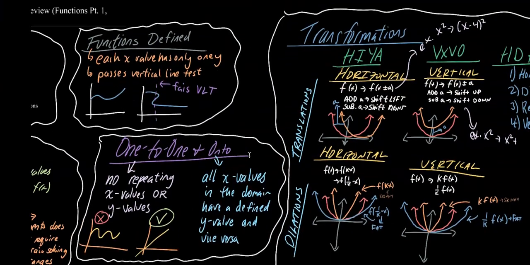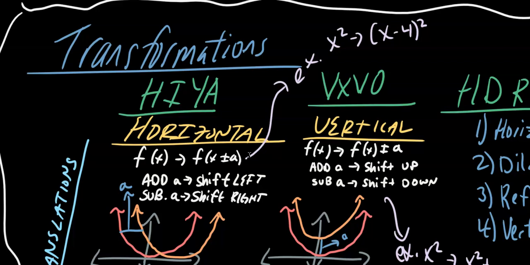Now after all this, you might be wondering how on earth am I going to memorize all of this? It's just too much for me. Well, I got some simple acronyms for you. HIYA and VXVO. What do these stand for? We'll start with HIYA. It means horizontal inside the y-axis.